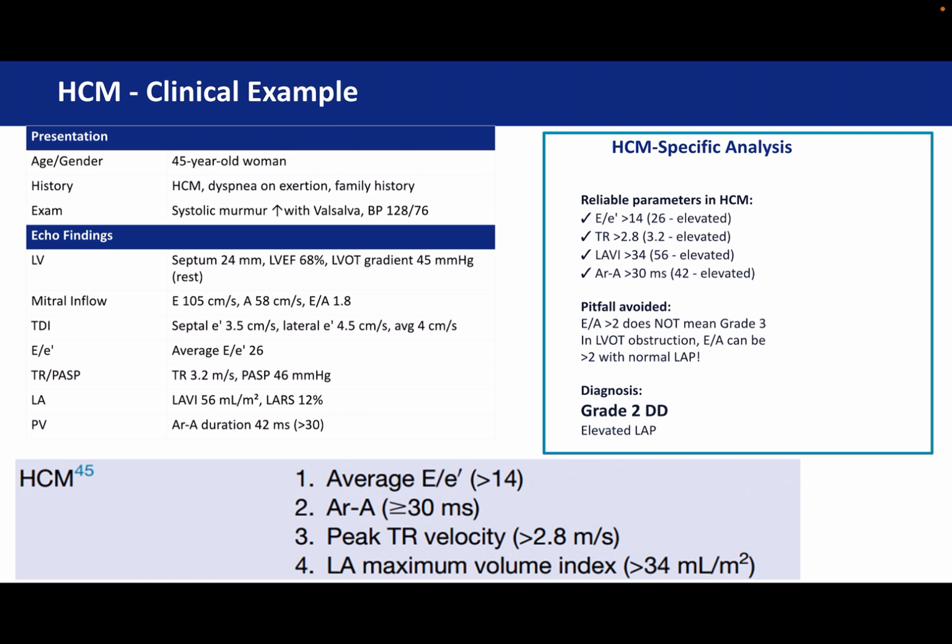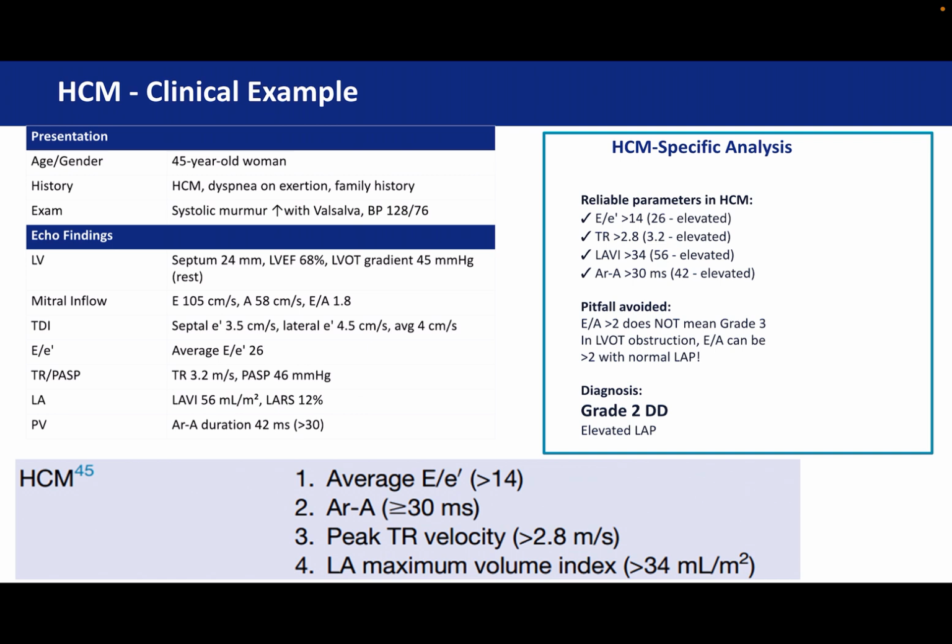Reliable parameters in hypertrophic cardiomyopathy. E to E prime greater than 14, reliable. In this case, 26 confirmed elevated left atrial pressure. TR velocity greater than 2.8. LAVI greater than 34. AR minus A greater than 30.